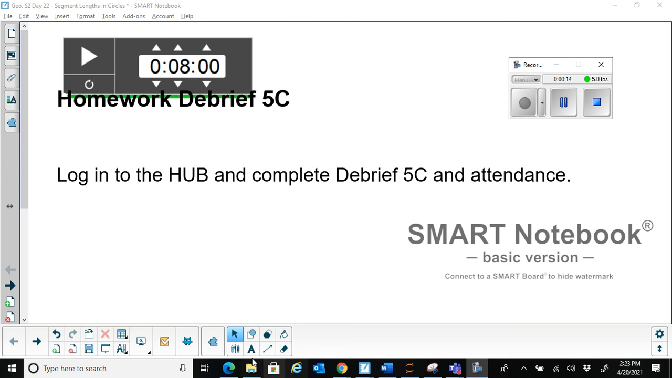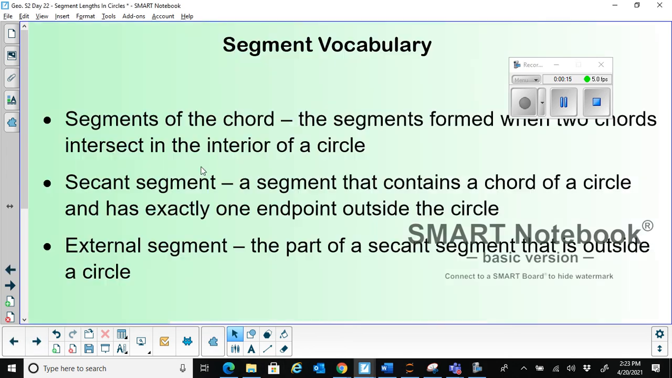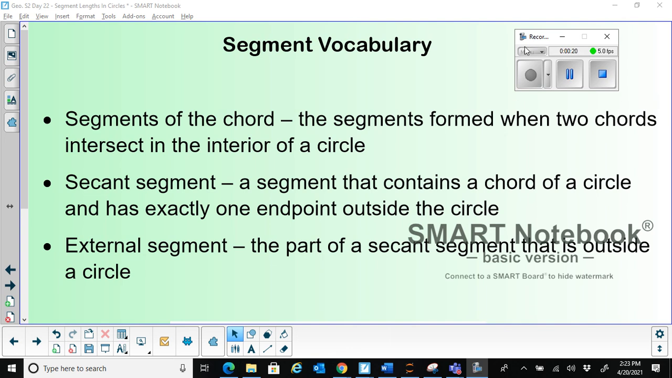Okay, let's move on to the next slide. Segment vocabulary. We will see a few of the definitions on this slide. First one, segments of a chord. The segments formed when two chords intersect in the interior of a circle are the segments of the chord.